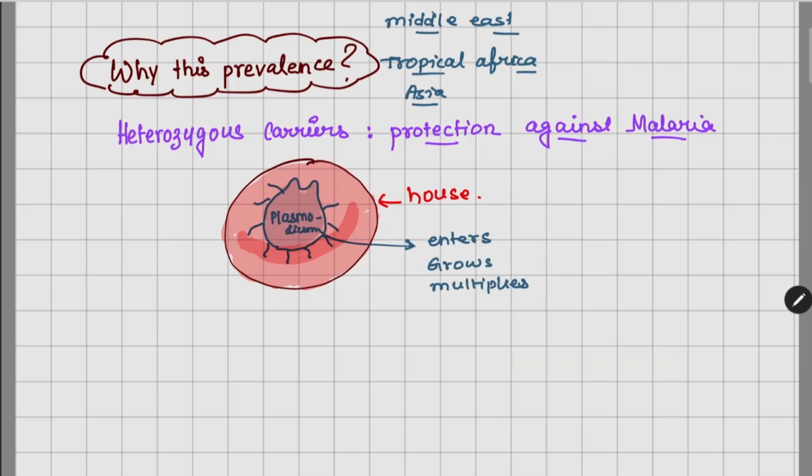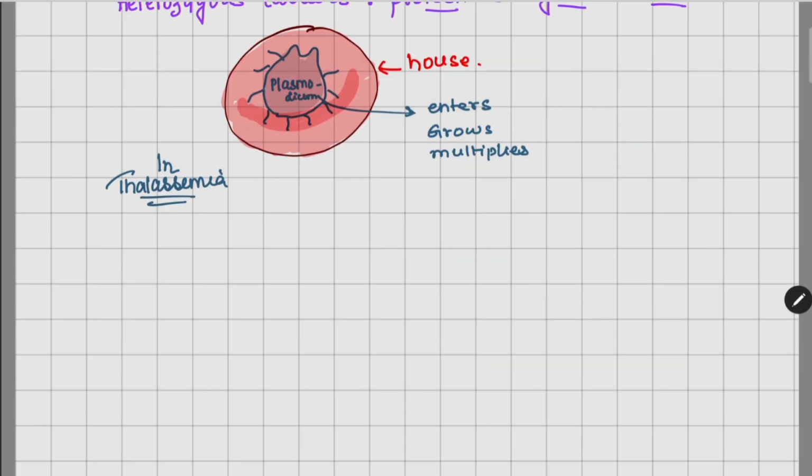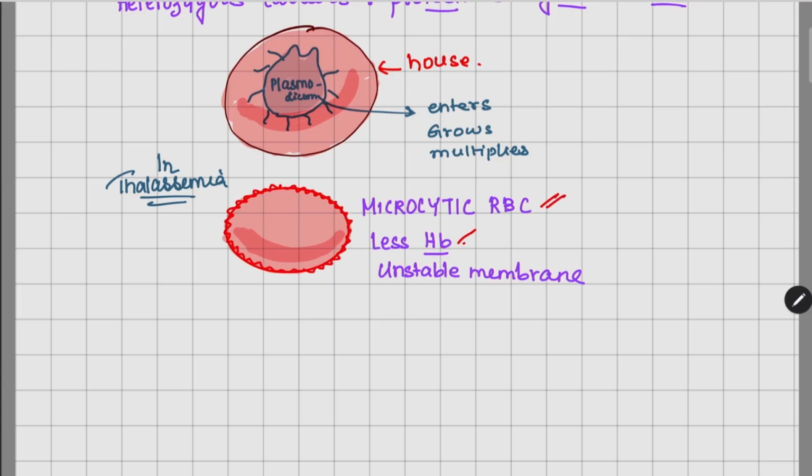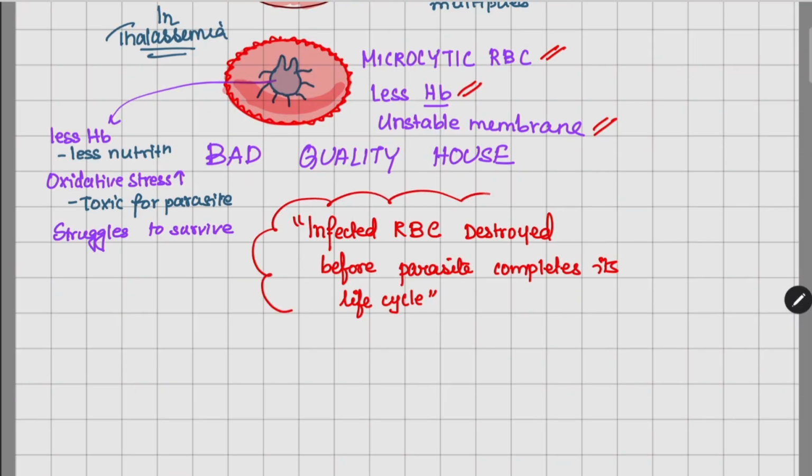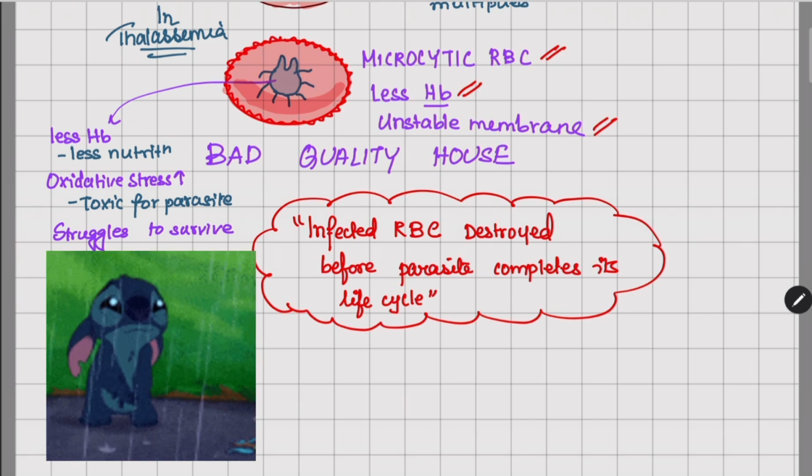But in thalassemia, what happens? The RBC is microcytic, it's small, it has less hemoglobin and it has an unstable membrane. So basically it is a bad quality house. So less hemoglobin means less nutrition, and high oxidative stress is toxic for the parasite. So it struggles to survive. And the infected RBC is destroyed even before the parasite completes its life cycle.